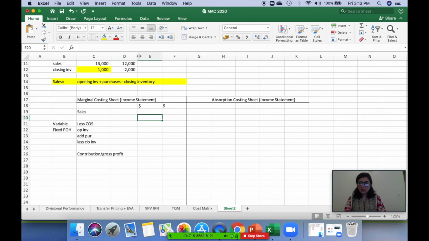So let's come here below. After contribution you have less other fixed costs. You could say fixed costs, and we can have fixed costs here, right? In marginal costing, all fixed costs go below the contribution line. In absorption costing, all fixed costs other than production fixed cost go below the contribution line, right? So I'm going to write down fixed production costs for marginal costing, and I'm going to write fixed admin costs for the absorption sheet, right?